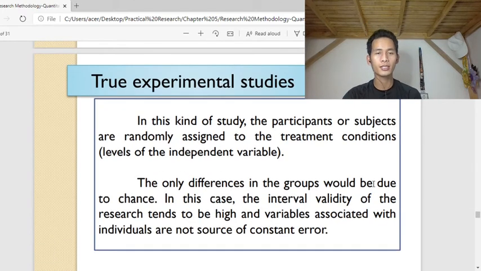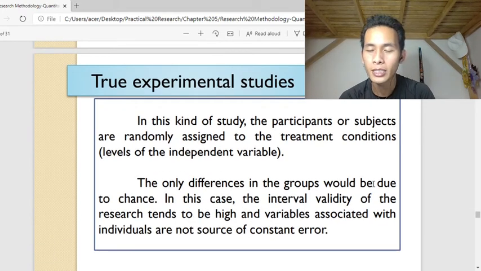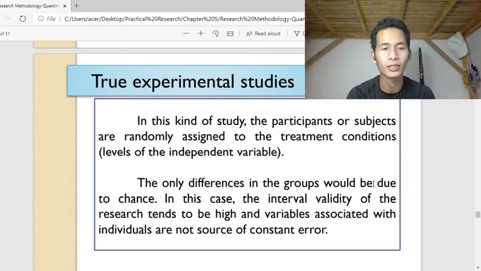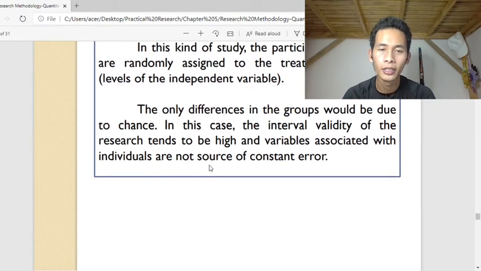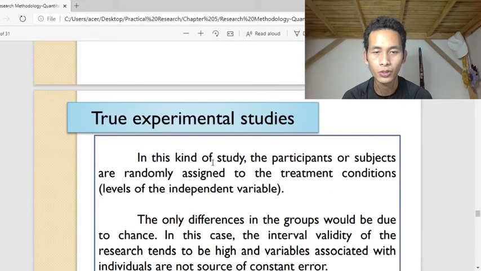In true experimental studies, the participants or subjects are randomly assigned to the treatment conditions, or levels of the independent variable. The only difference in the groups would be due to chance. In this case, the internal validity of the research tends to be high and variables associated with individuals are not a source of constant error. So in true experimental studies, participants or subjects are randomly assigned to the treatment conditions, right?